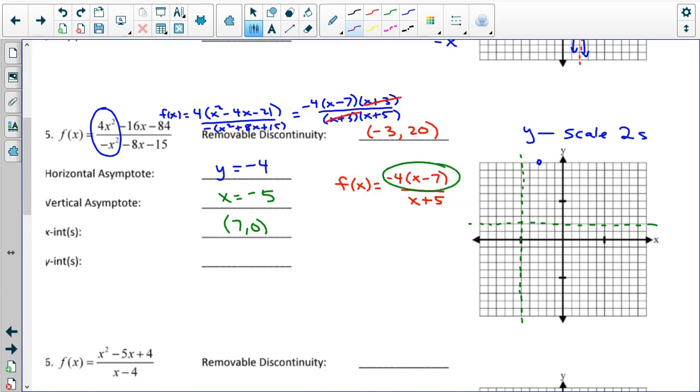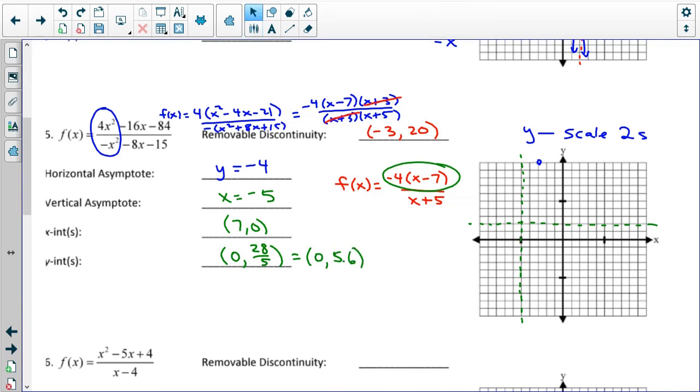And then the y-intercept is what happens when I substitute 0 in for x. So when I substitute 0 in for x, I get 28/5, or you could write that as a decimal if you want, 5.6. So I know that I have a value of the graph at 7, 0. I also have one at 0 comma 5.6. So 0 comma 5.6 is somewhere around there.